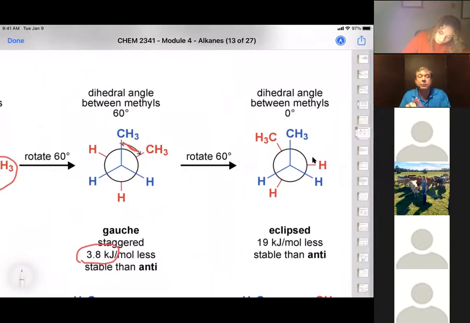Now, if we rotate one more time, we're getting to the worst condition possible. We have 2 methyl groups butting up against each other, and 2 hydrogens butting up against each other, and 2 more hydrogens butting up against each other. That's a total energy cost of 19 kilojoules per mole, and so it is much less stable than that original configuration.